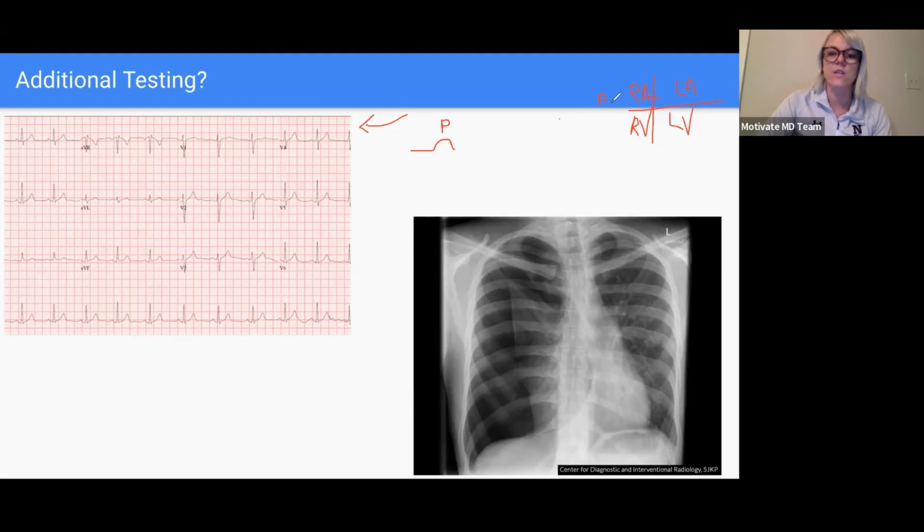So when the atria depolarize, remember we start out with the SA node, which is the kind of pacemaker. Here's the AV node, goes to the bundle of His, and then the left and right bundle branches. So basically what we're seeing is the P wave is kind of the atria depolarizing. So it's kind of in this area right here. All right, then we keep going.